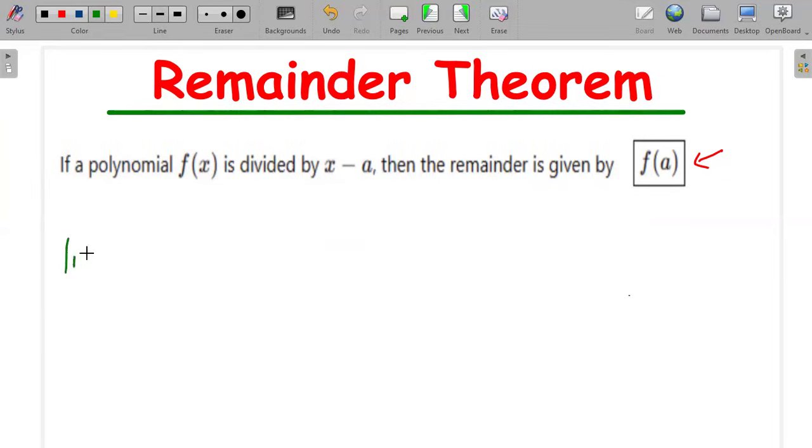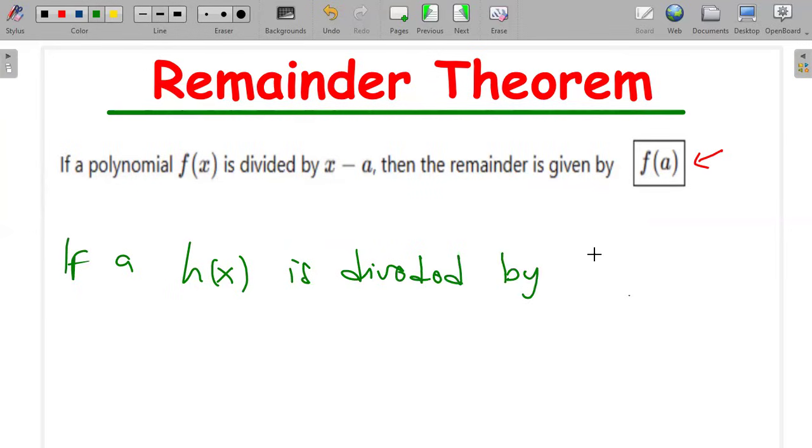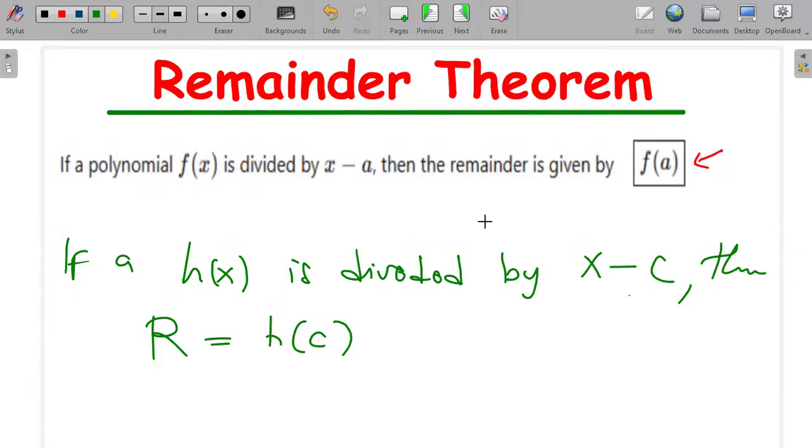So you can say, if a polynomial, let's say h of x, you can even change the letters that I use, is divided by x minus c, then the remainder is just going to be equal to h of c. So I'm trying to give it in different ways so that you just get the main concept. All right, so now let's look at an example under the remainder theorem.